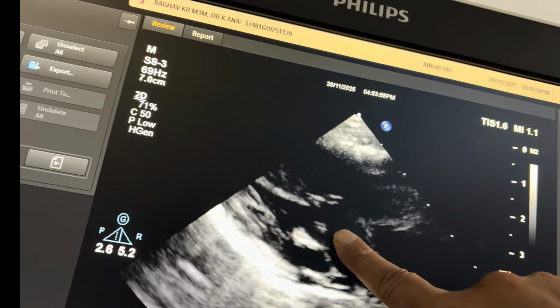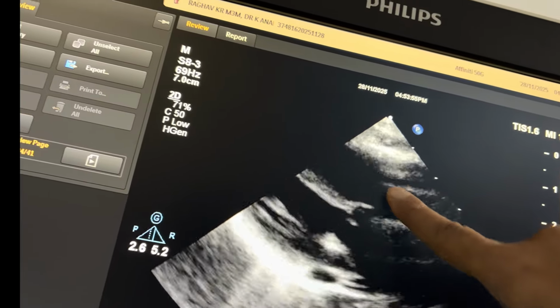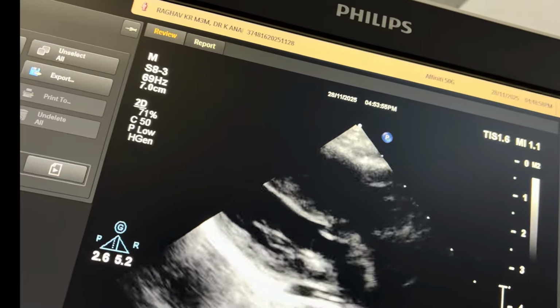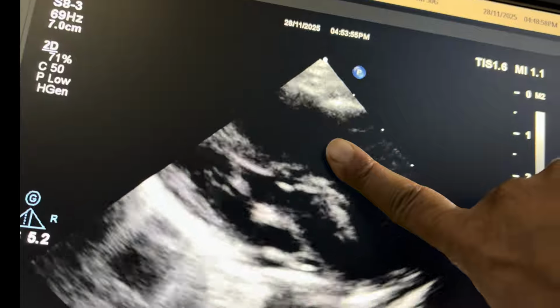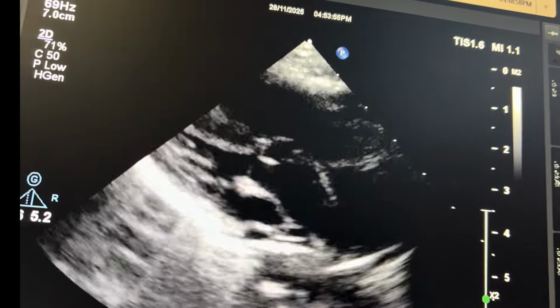So this is the pulmonary artery and it immediately goes posteriorly. At the same time, the aorta is also going posteriorly. Both are parallel to each other. You can see the initial part of the pulmonary artery and the initial part of the aorta. Both are parallel. This is the parasternal long axis view.